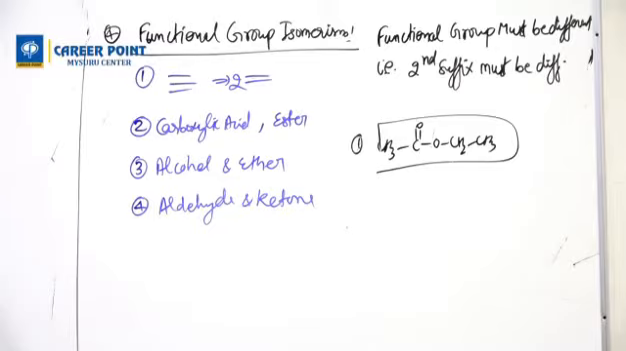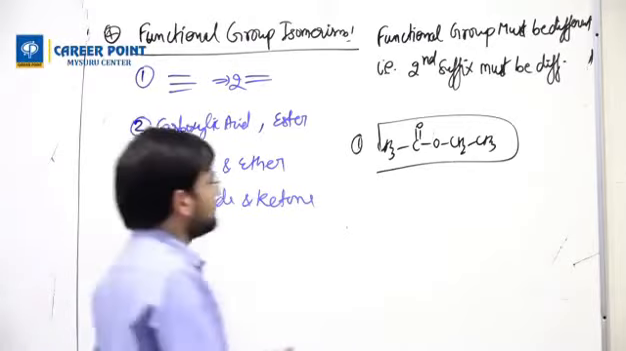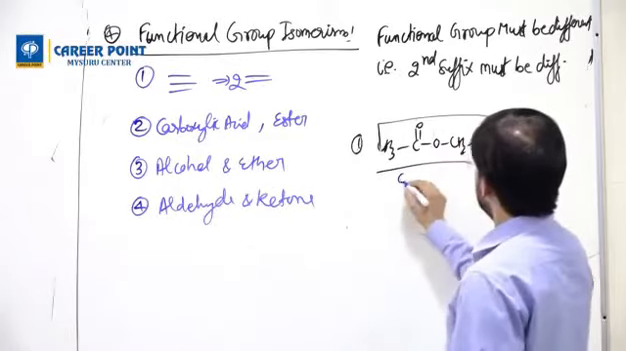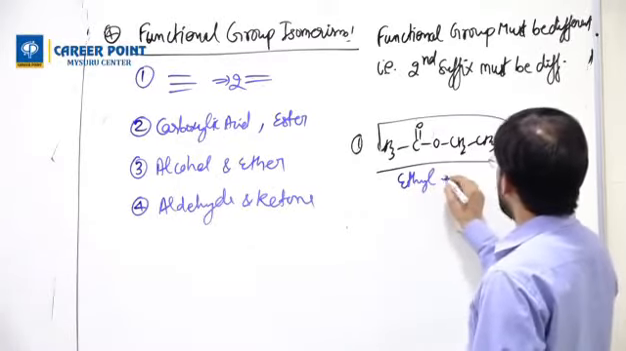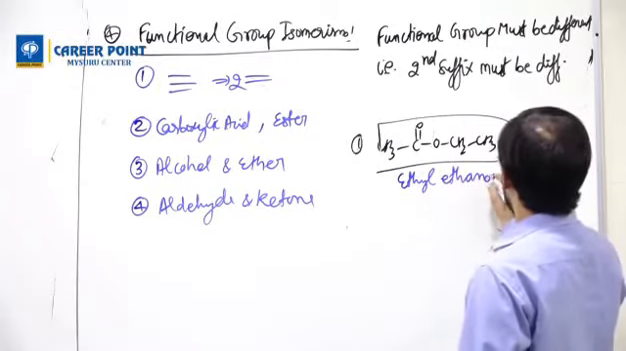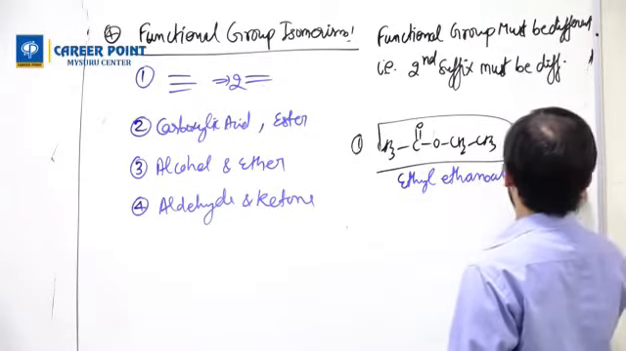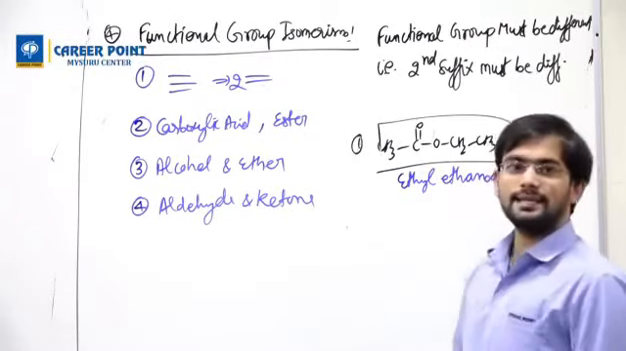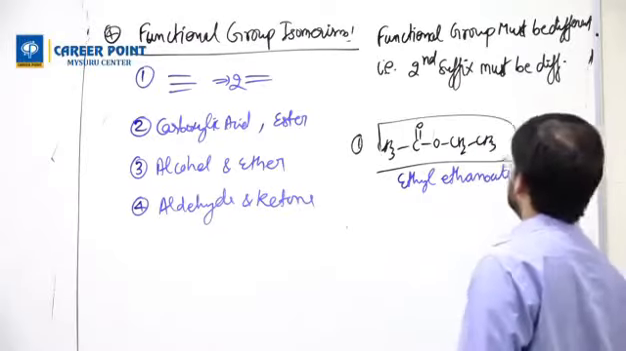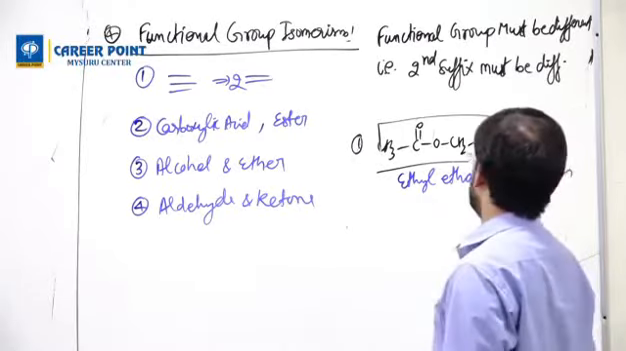Butanoic acid. Do we have any other compound with the same formula as butanoic acid? Any other name than butanoic acid? So we can have this. Its name is ethyl ethanoate. It is an ester.